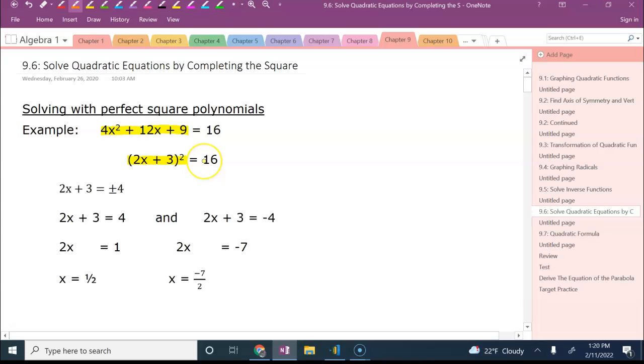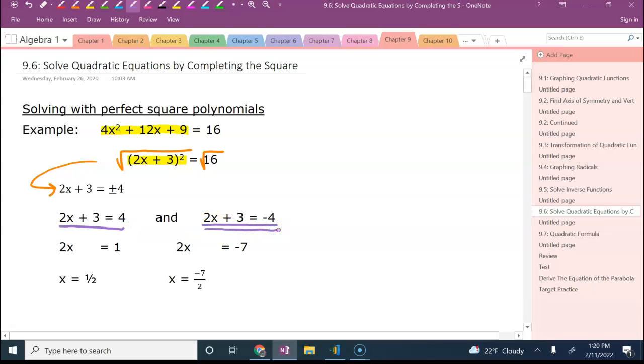Because when we get to this point, like we saw in Section 5 when we were solving those inverse functions, in order to get rid of something that's squared, we want to square root both sides. And you can see that's what they're doing here. When you square root the left-hand side, the square and the square root are gone, and you're left with 2x plus 3. And the square root of 16 is going to be plus or minus 4, because when you square root something, there's always that positive and negative side. So when you set up your equations, you set the 2x plus 3 equal to a positive 4 and equal to that negative 4.